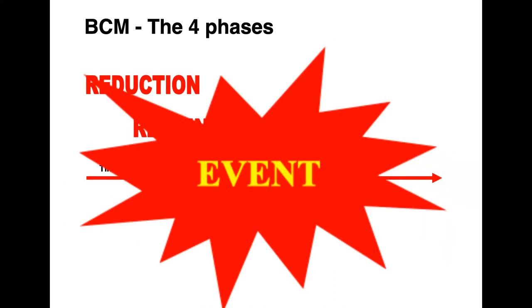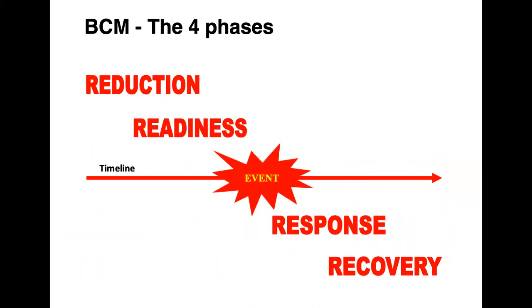I've said there's 4 phases. We can break down continuity response planning into 4 phases. If we look at a timeline from left to right, from now through to an event and onto the future, the initial part of business continuity management is about reducing risk. The next part is about being ready for an event, so when an event occurs, we can respond correctly and then recover from the situation. The textbooks talk about 4 R's, because in the English language, each of these words begins with R.